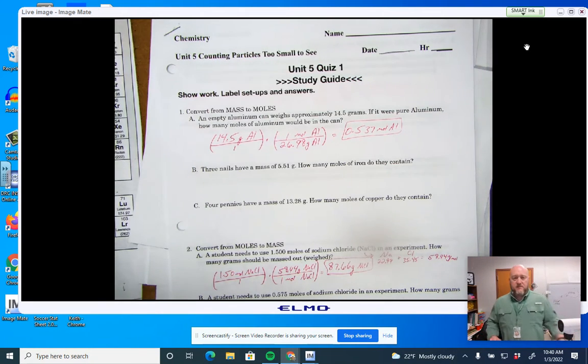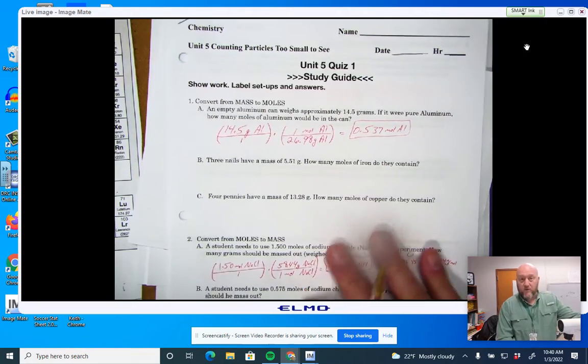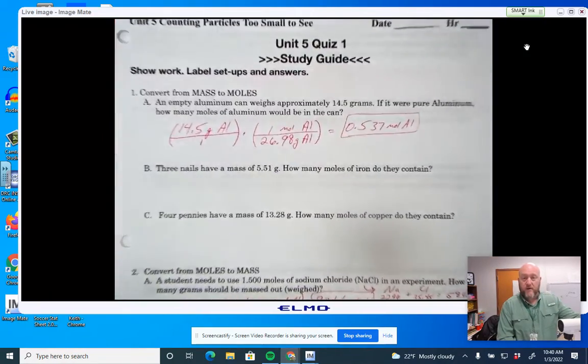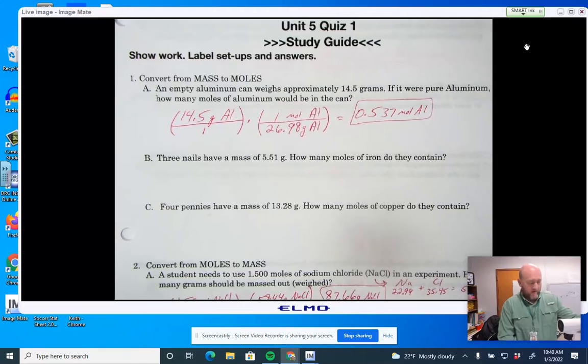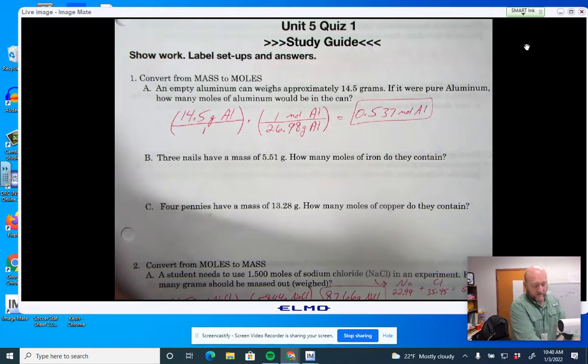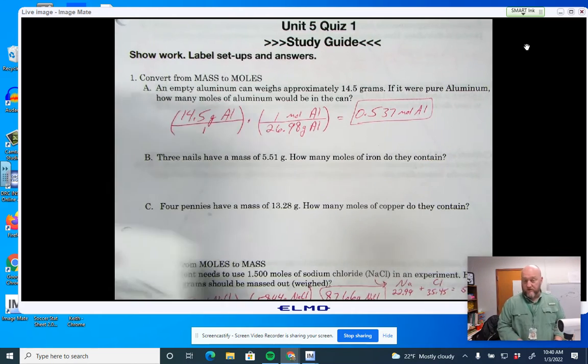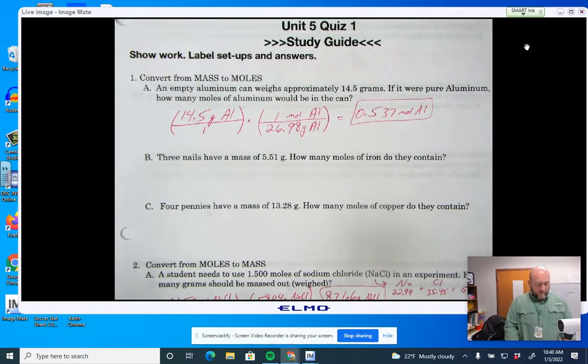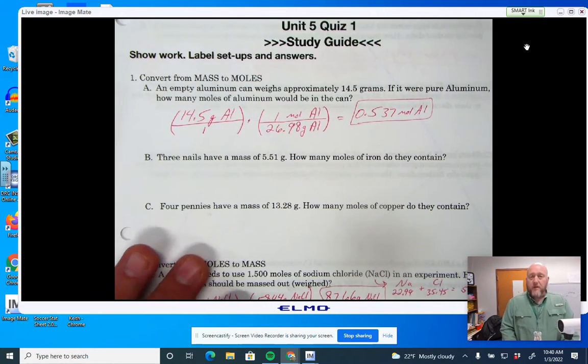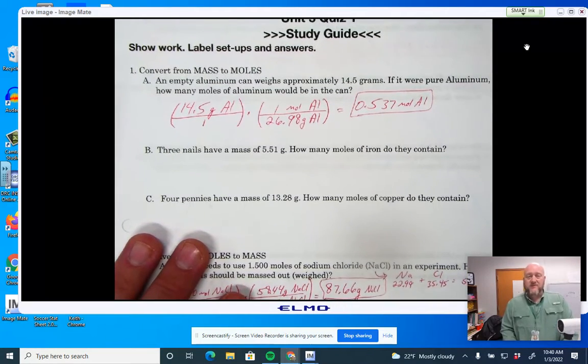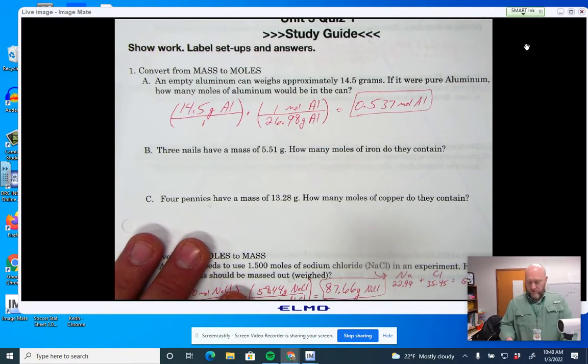All right, so I wanted to take some time to walk you through the study guide that we have for our quiz coming up for Unit 5. To do this, you're going to need your periodic table and a calculator. If you need to pause the video and grab those, that would be fine. For this study guide, the first example is done for you in each one of the different types of problems.